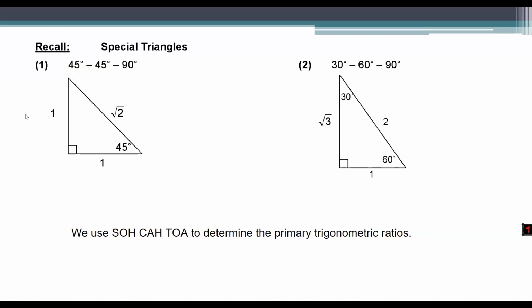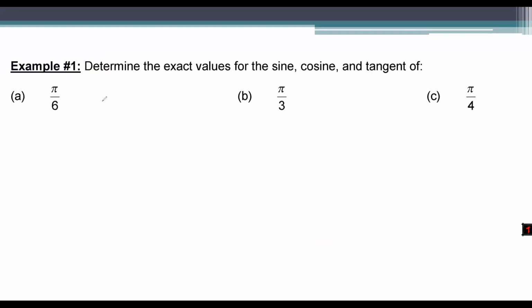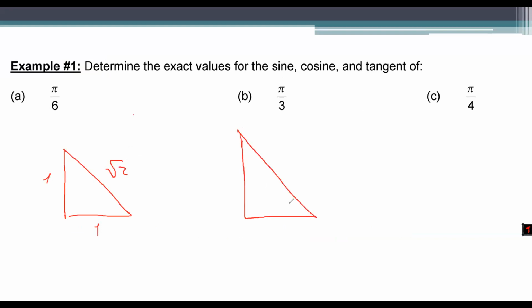Remembering that, let's move to this part. And let's determine the exact value for the sine, cosine, and tangent of the following radians. The way I would like to do it is to convert this to degrees and then set it in correspondence with our right angle triangles. 1 and square root of 2. And the other one would be 1, square root of 3 and 2. This side is 60 degrees. This one is 30 degrees. Both are 90 degree, and here is 45 degree. Both are same. So let's take a look at pi over 6.